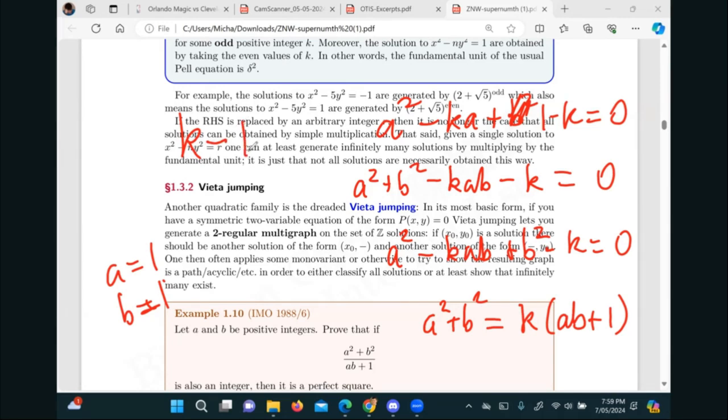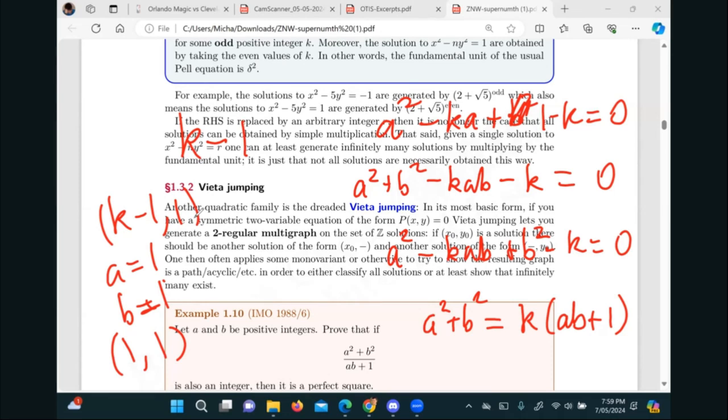Then we go to another solution, (k minus 1, 1). Oh, I see what to do now, I think. You started with the solution (1, 1). You sub b equals 1, and then you use the quadratic to get your other solution. And now you're at the solution (k minus 1, 1).